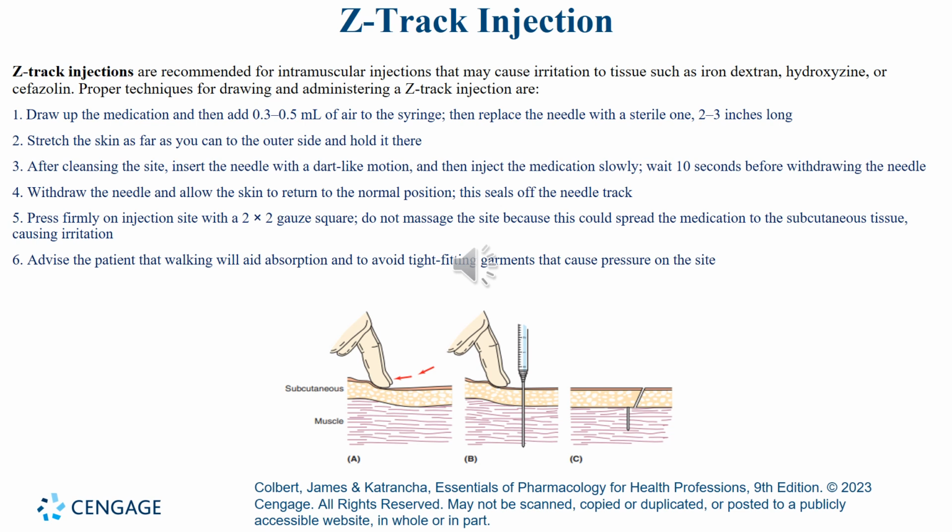So you look at A is where you're pulling it, B is where you inject, and see once you withdraw the needle, how the track, so it will not seep out.